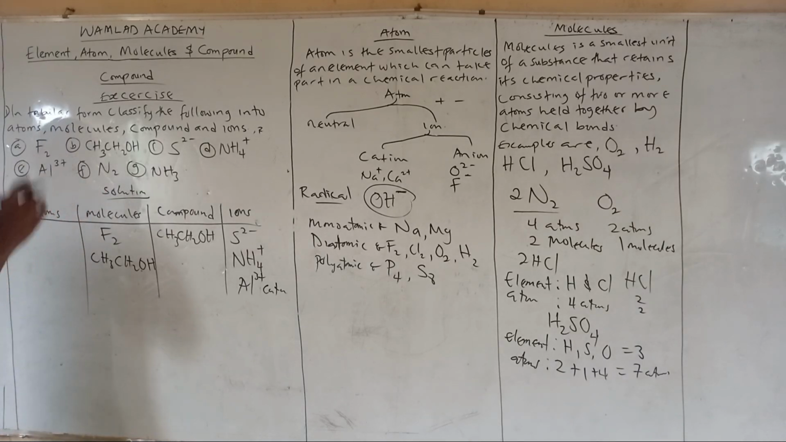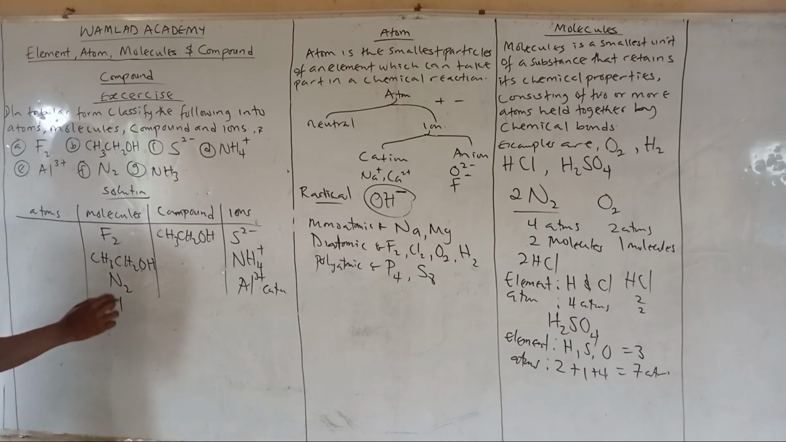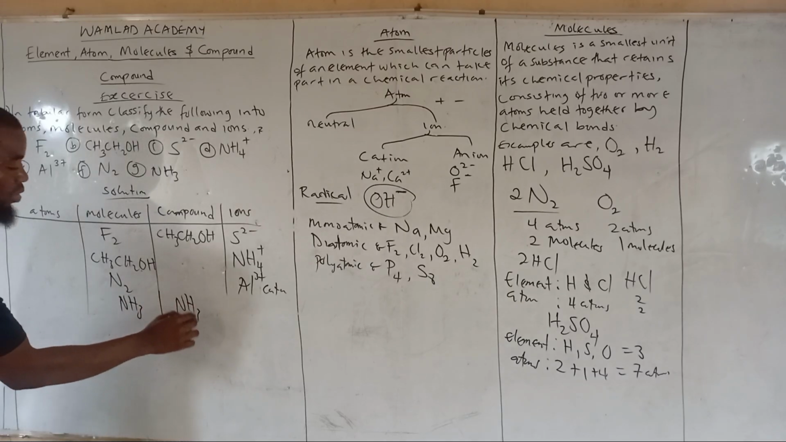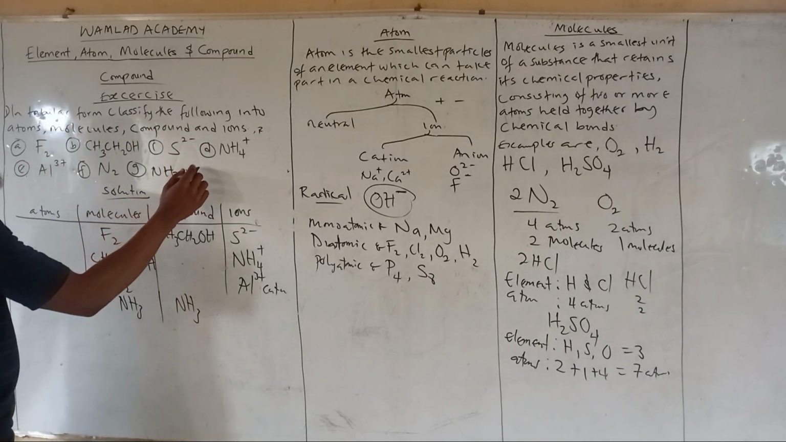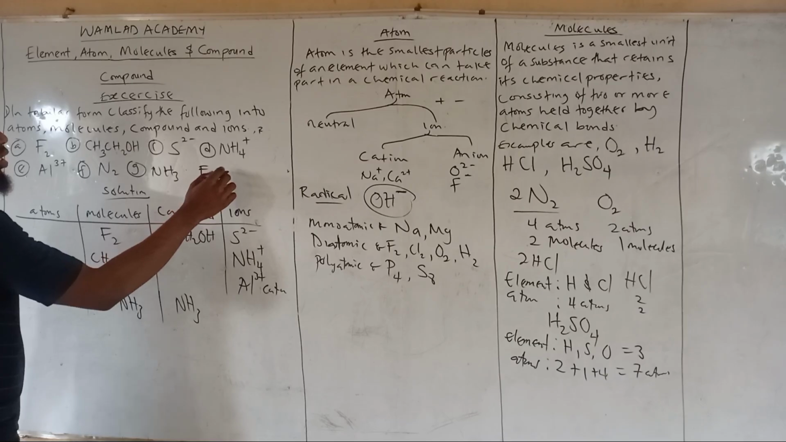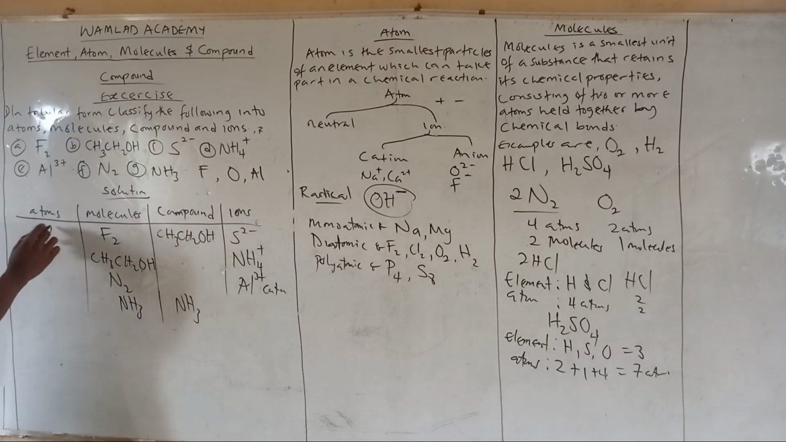And N2 is what? This N2 is a molecule. What about NH3? NH3 is also a molecule. And at the same time, it's also a compound because it consists of two different atoms, which are nitrogen and hydrogen. So from this, there's no atom there. But let's say in the case where they put F, they put oxygen, they put Al like this. So F, Al, they would be under atoms.